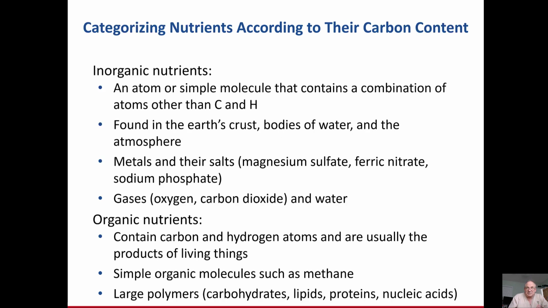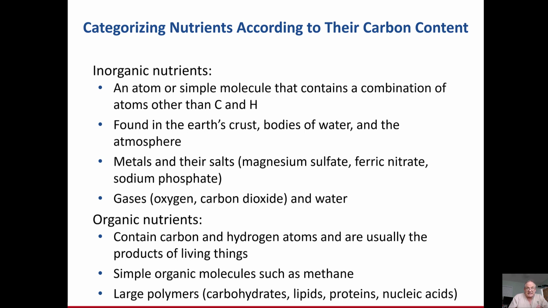Inorganic nutrients are simple molecules that contain a combination of atoms other than carbon and hydrogen. So those are your inorganic. Found on the Earth's crust, bodies of water, various things. Usually we're talking about metals and their salts. Magnesium sulfate, ferric nitrate, these are salts of these sorts of compounds. Sodium phosphate. Or gases like oxygen, carbon dioxide, those sorts of things that easily go through membranes.